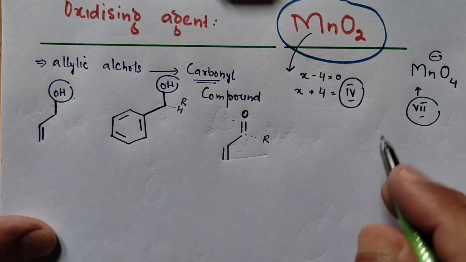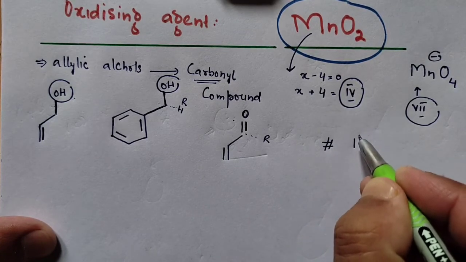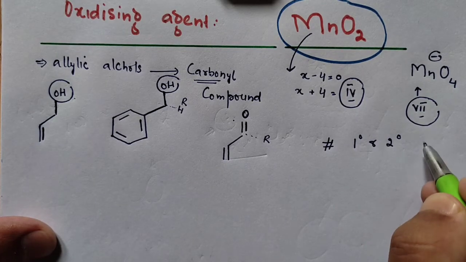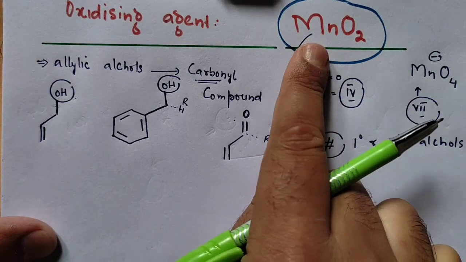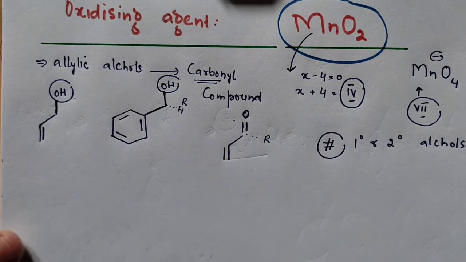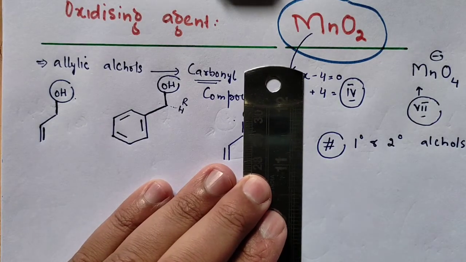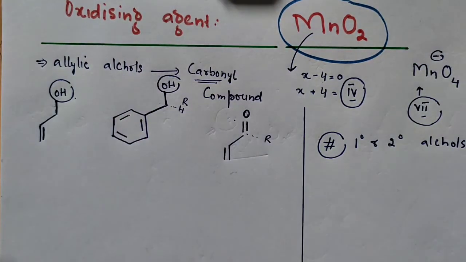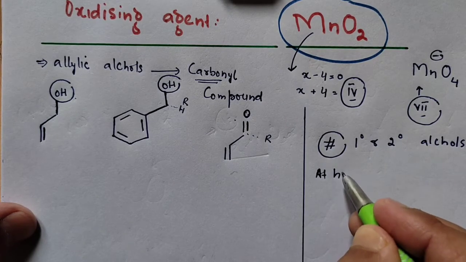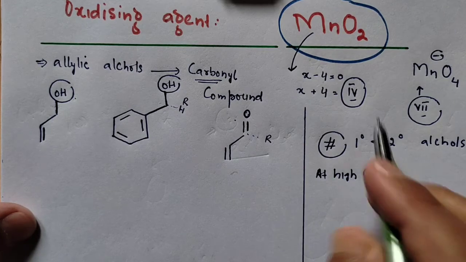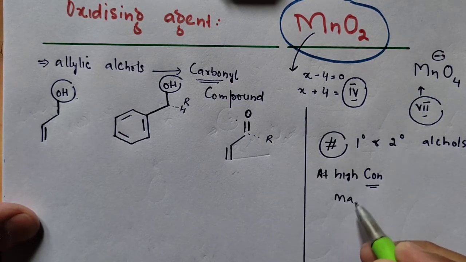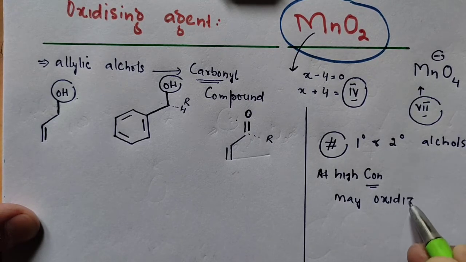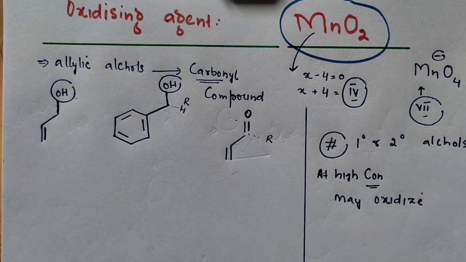Now, इसके अलावा if we talk about, it will not oxidize 1 degree and 2 degree alcohols. So, if you have 1 degree and 2 degree alcohols, there is nothing will happen when we treat those alcohols with MnO2, that's manganese dioxide. But at high concentrations, agar concentration high hai, yani jo aap MnO2 use kar rahe ho, if concentration used is high, then it may oxidize. ठीक है, so MnO2 has one of the important uses, that it acts as oxidizing agent.